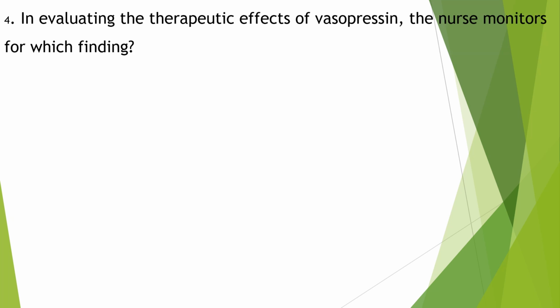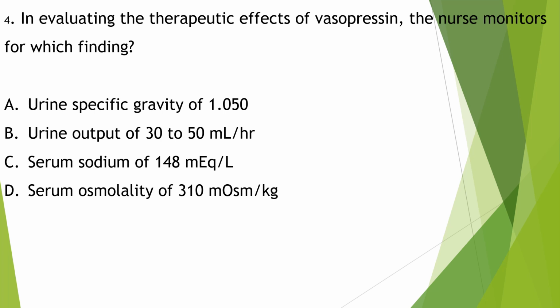In evaluating the therapeutic effects of vasopressin, the nurse monitors for which finding? Urine specific gravity of 1.050, urine output of 30 to 50 mL per hour, serum sodium of 148 milliequivalents per liter, serum osmolality of 310 milliosmoles per kg.